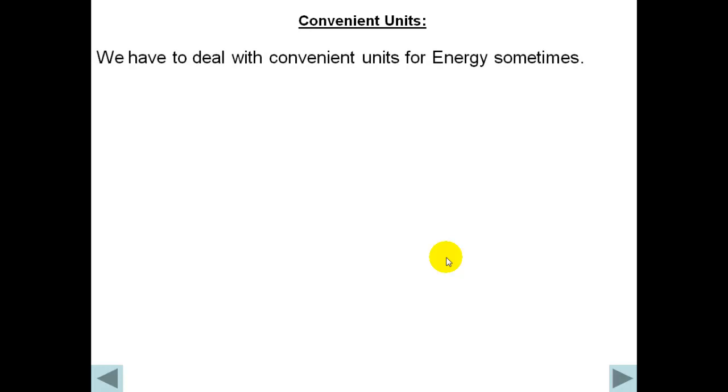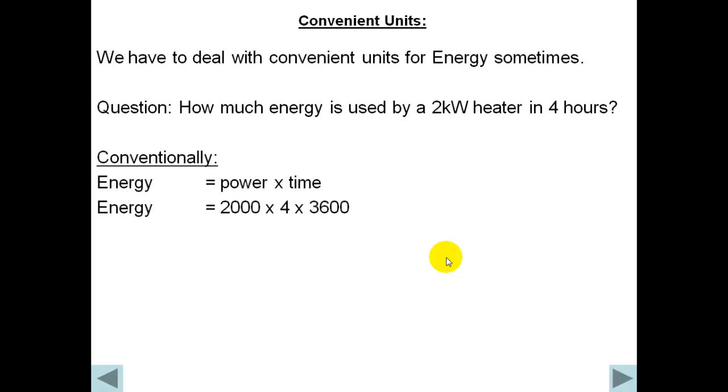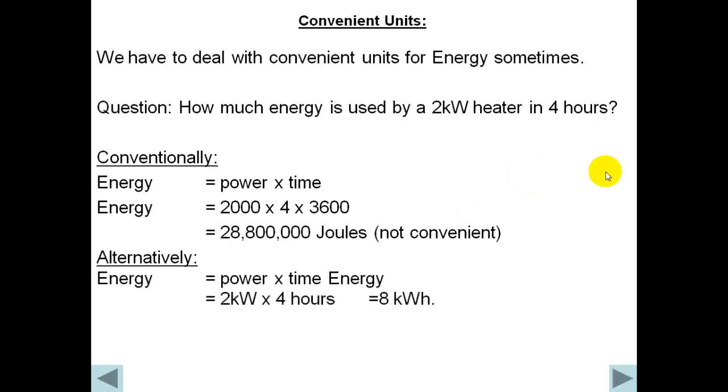We know that there are convenient units for energy sometimes. How much energy is used by a 2 kilowatt heater in 4 hours? Well, it's 4 times 3,600 times 2 times 1,000, and we end up with a very horrible number. Power times time gives this horrible number, which is not convenient. However, we can derive a unit of energy from kilowatts and hours. We call it kilowatt hours. It makes it much easier. So 8 kilowatt hours is much more convenient than 28,800,000 joules.